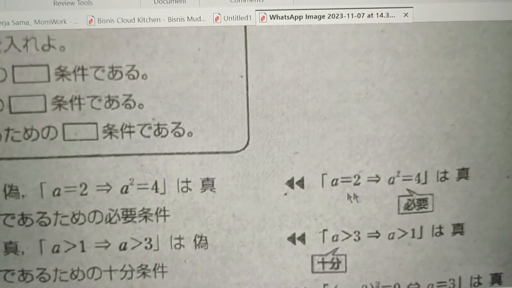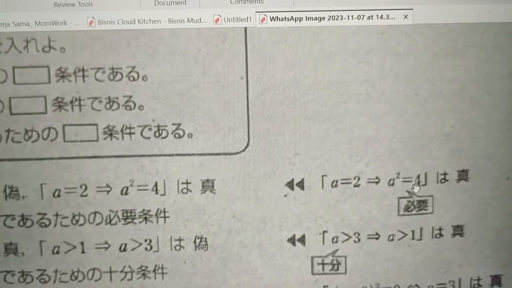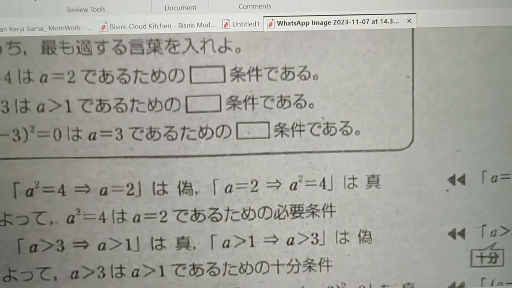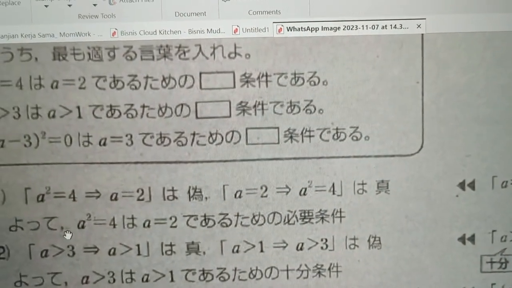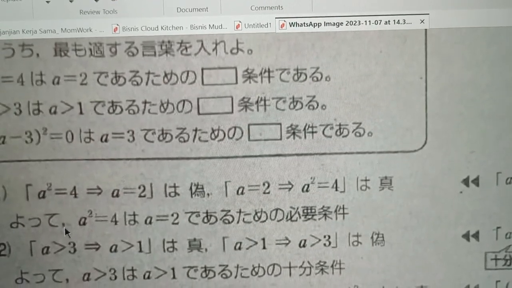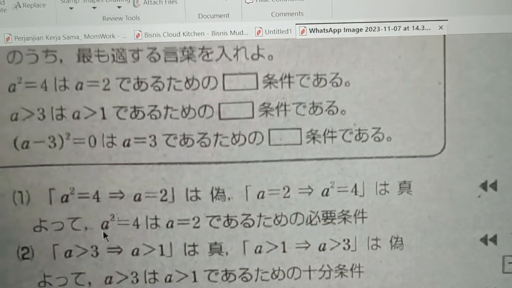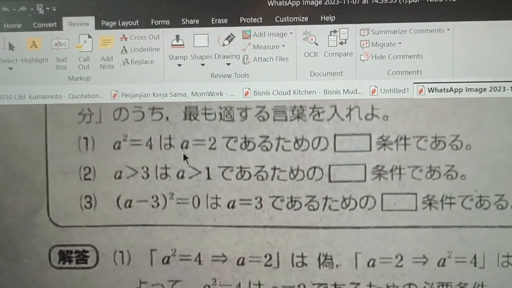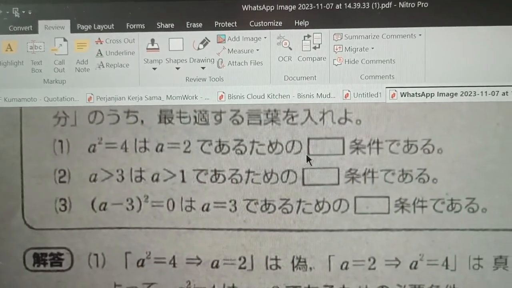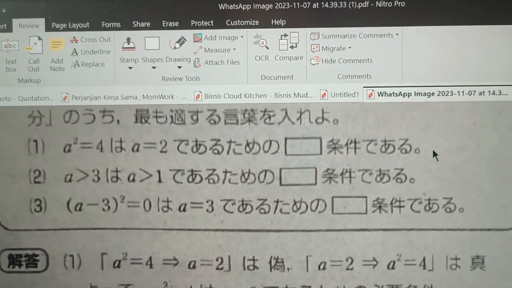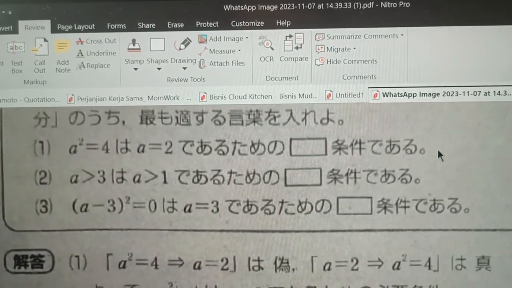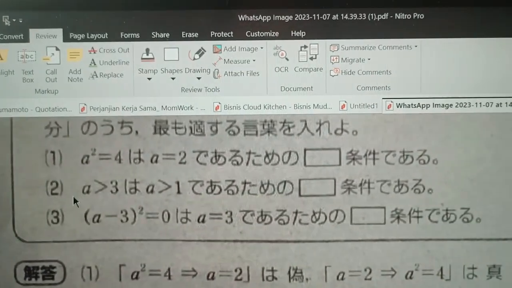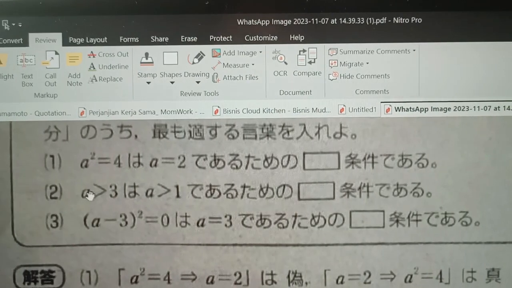Okay, this one is the hitsuyo joken. So a square equal 4 wa a2 de aru tame no hitsuyo joken de aru. Necessary condition. Okay, now let's see number 2 so you can have a better understanding.